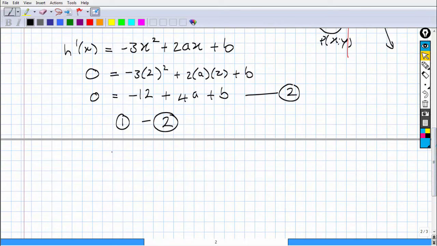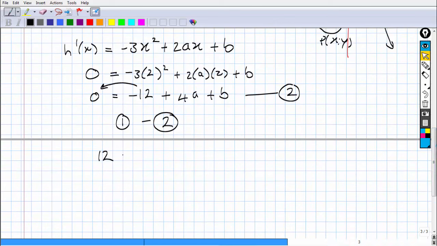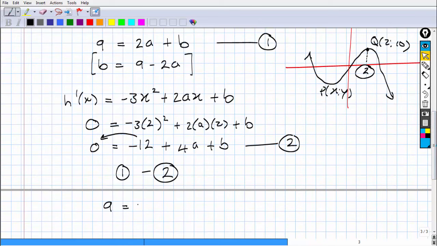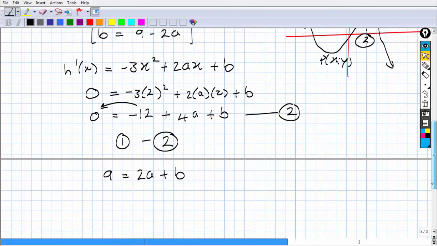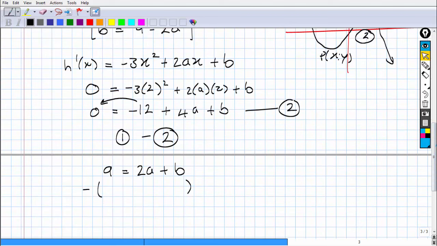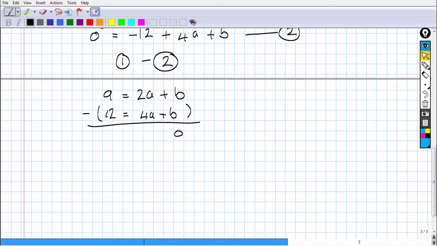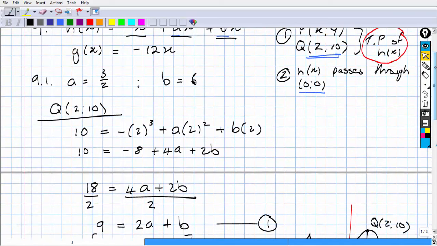So in this case, I'm going to take the 12 across. Let's just do number 1 first because that's the order that I wrote it. 9 equals 2a plus b, minus this thing, which is number 2: 12 equals 4a plus b. If you notice, because the b's have the same value, b minus b goes to 0. 2a minus 4a is minus 2a, and 9 minus 12 is minus 3. So a is equal to 3 over 2, which is what the original question said we must show.